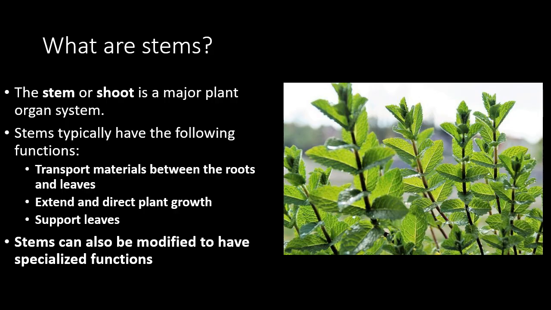I will walk that back and say that sometimes things like tomatoes can actually develop roots out of the veins of their leaves if they're touching the ground, but that's not super common. So they typically serve to transport materials between the roots and the leaves. They also serve to extend and direct plant growth. We often think of this as directing plant growth upward, but that is not the case for all stems. Many stems direct growth horizontally or even downward. And the stems also support the leaves. Stems can also be modified to have a huge range of specialized functions, which we will be discussing in the last third of this video.